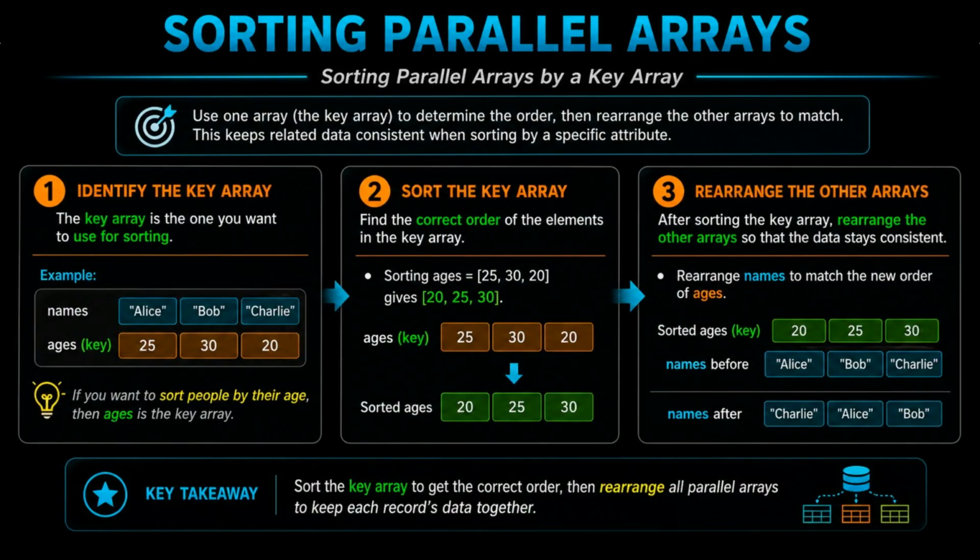Parallel arrays get sorted together by designating one as the key array, the one whose order you actually care about, and rearranging every other array to match. If names and ages are parallel arrays, and you want people sorted by age, ages is your key array. Sort it first, then rearrange names using that exact same new order, so each name still lines up with its correct age. 3 steps: identify the key array, sort it, then rearrange every other array to match.